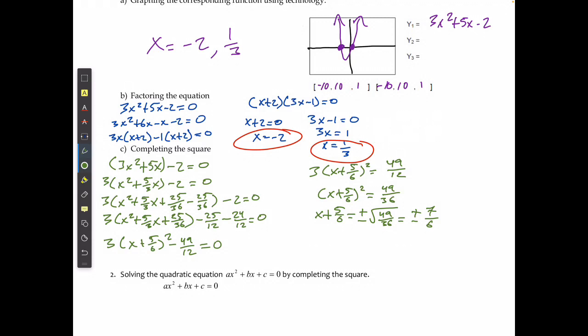And then I have my two possibilities. Either it's going to be x plus 5 over 6 is equal to positive 7 over 6, or x plus 5 over 6 is equal to negative 7 over 6. In this case, I'm going to get, when I move that 5 over 6 over and subtract it, 2 over 6, or 1 over 3. And in this case, I'm going to get negative 12 over 6, which is where I get my negative 2. And once again, my answers match.